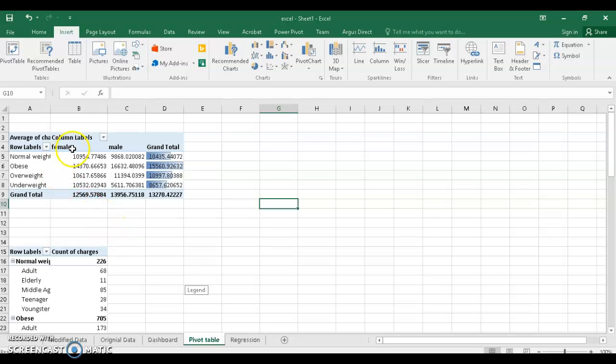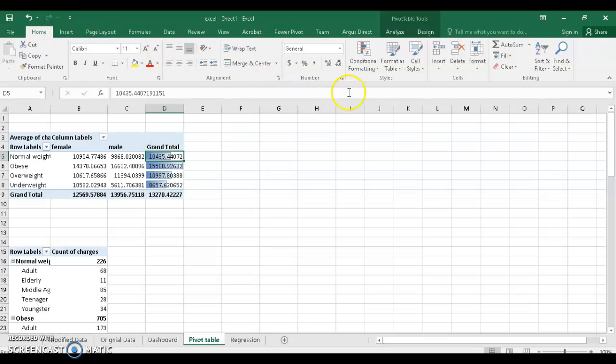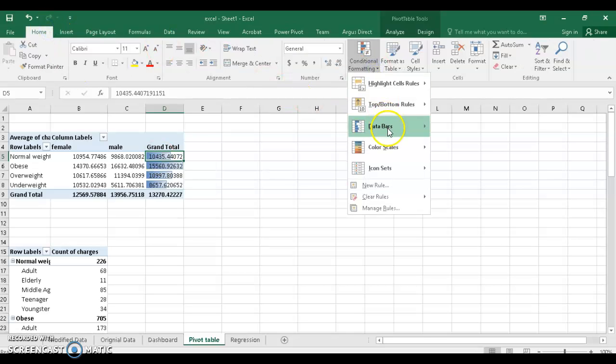For the first one, you can see it's about the BMI and the charge. For BMI, we can see those people who have an obesity problem tend to have the highest insurance cost. And here, this is a conditional format tool. You can use this conditional format tool, the data bar, to show the distribution of the data set.